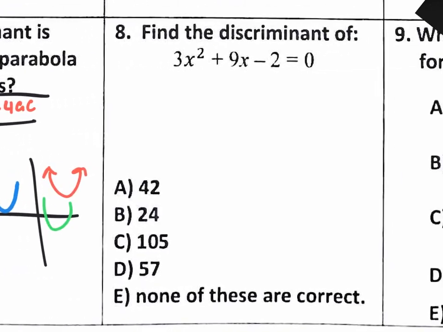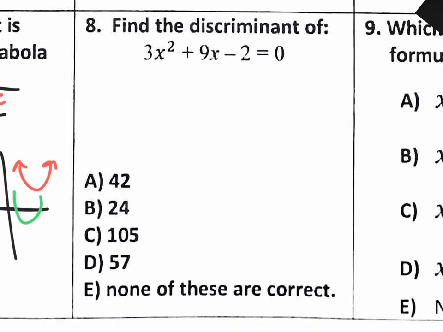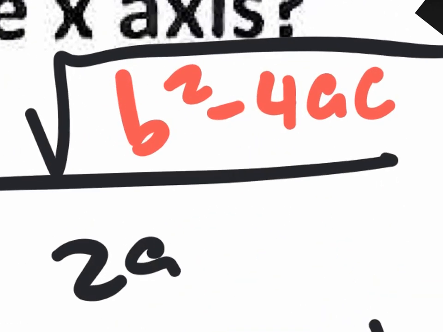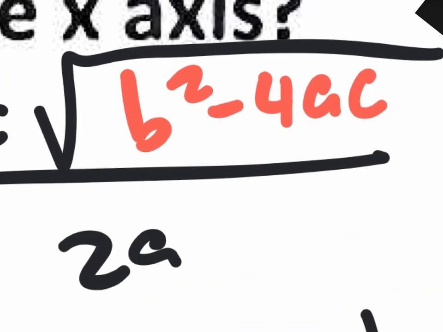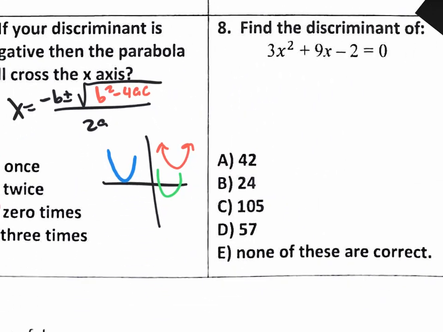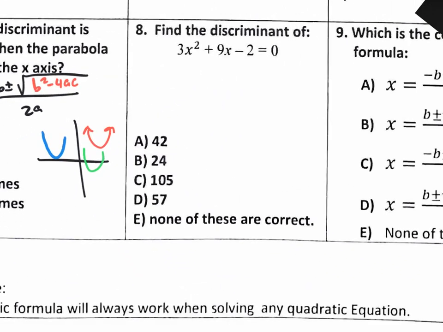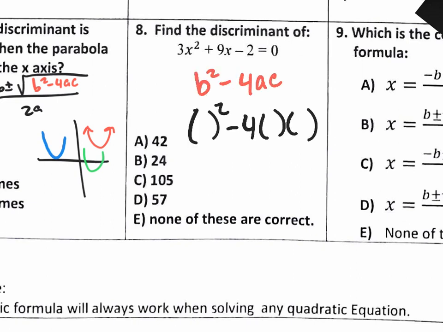Anyway, number 8, let's find the discriminant. What is the discriminant again? The value inside the square root, the red b squared minus 4ac. So go for it. Do b squared minus 4ac. Okay, I recommend using parentheses whenever you plug in values. Let's identify the a value is 3, the b value is 9, the c value is negative 2. By the way, the only way you could identify a, b, and c is if it's equal to 0. So it is equal to 0, so we're good.